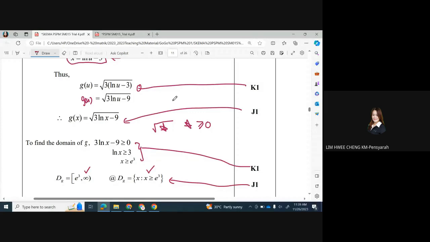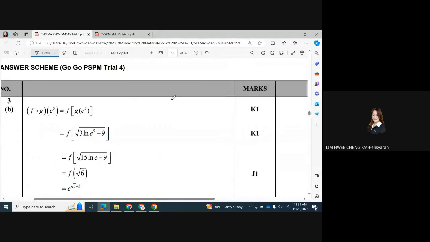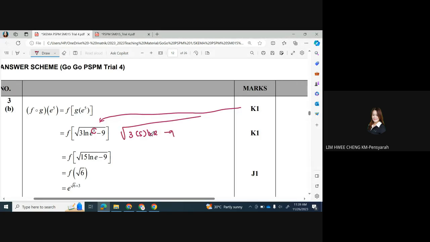Okay, J is the answer for domain. Okay, lepas tu nak cari f of G, ganti balik. First thing, you ganti your x in here to your function G. Okay, yang ini kita boleh turunkan kan? Sebab kita boleh turunkan dia jadi 5 ln e minus 9. Okay, yang ini ln e adalah 1 dan saya akan dapat 15 tolak 9. So, it's ln 6. Okay, f of ln 6. So, masuk dalam, sebab you punya f(x) adalah e power of x plus 3. Masukkan.